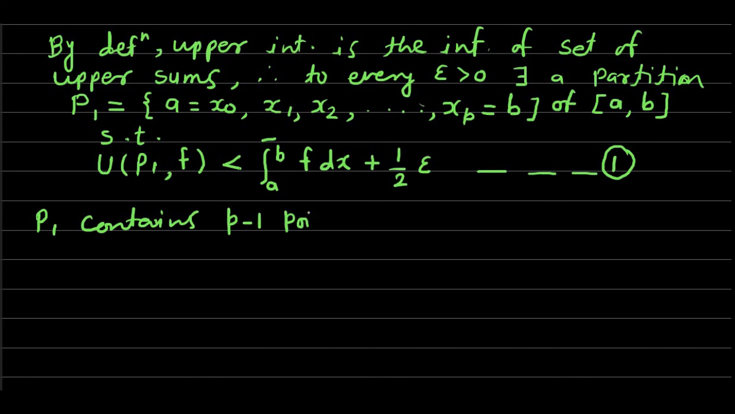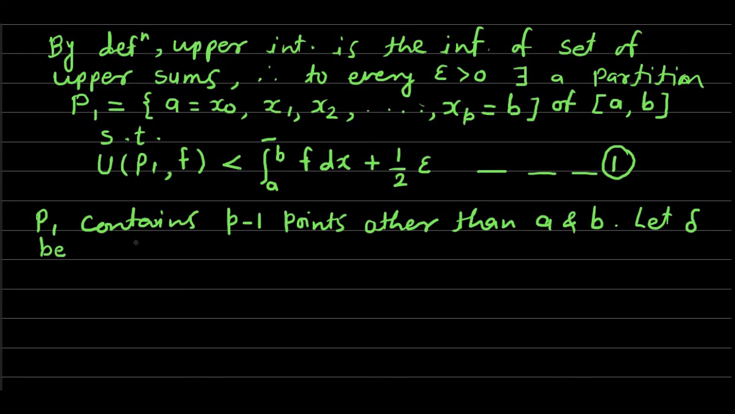Partition P1 contains P minus 1 points other than 2 points. Which 2 points? A and B. In total it contains P plus 1 points, but out of those, 2 points are A and B. So other than A and B, partition P1 contains the P minus 1 points. Okay, so now let delta be a positive real number.